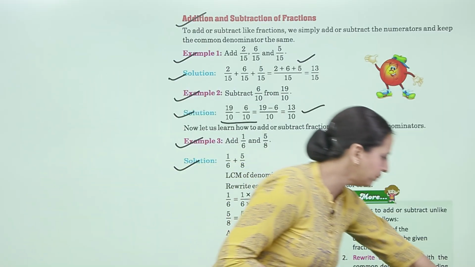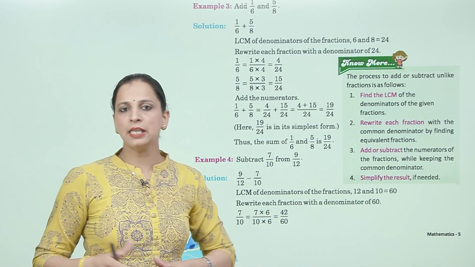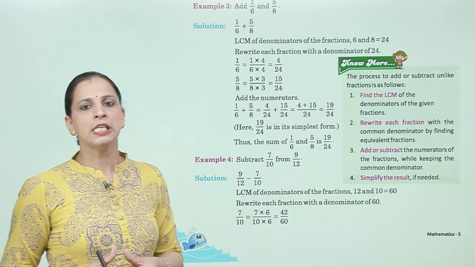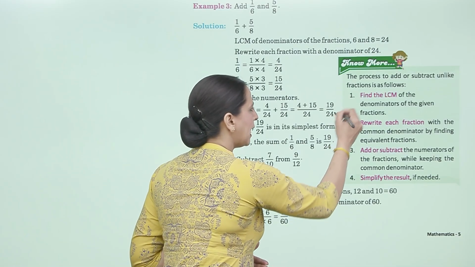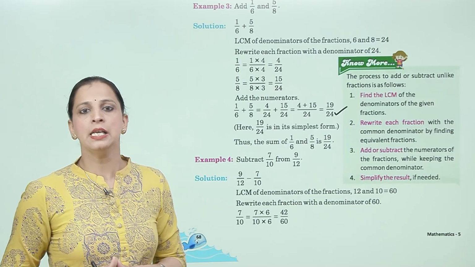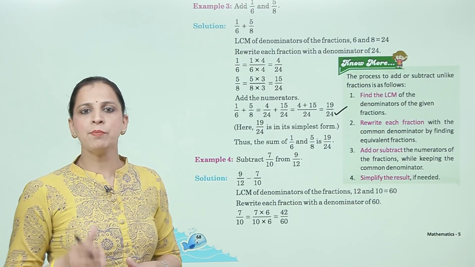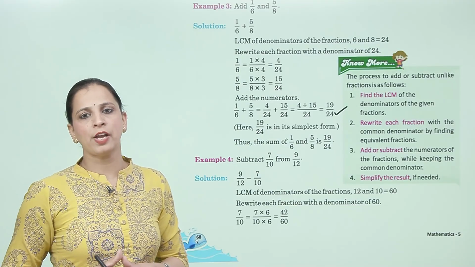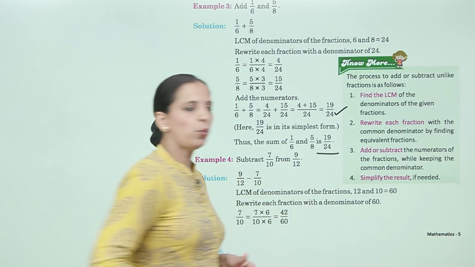Now add them. Add the numerators, that is 4 plus 15 is equal to 19 by 24. Here 19 by 24 is in its simplest form. Thus the sum of 1 upon 6 and 5 by 8 is 19 by 24.